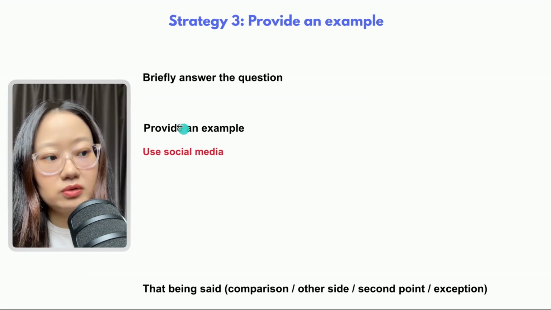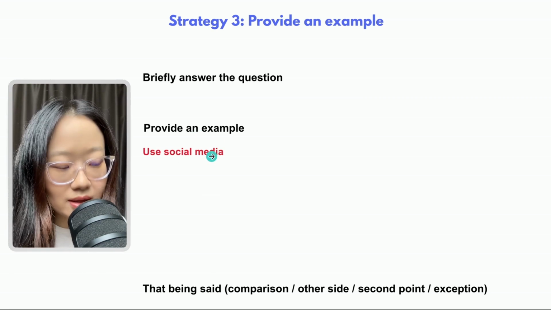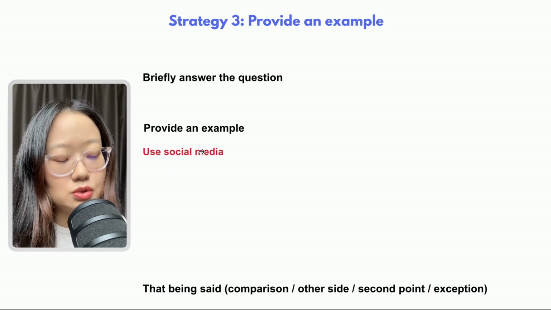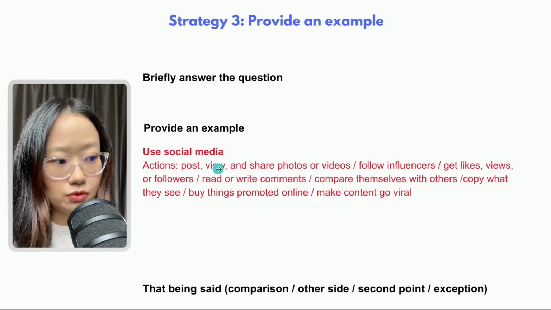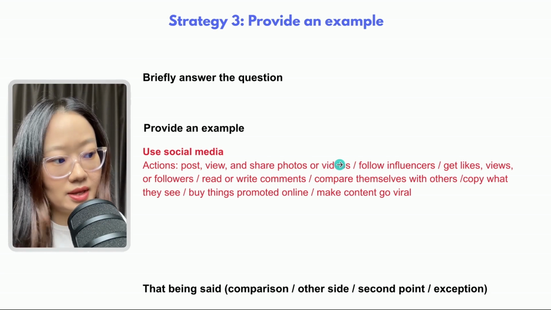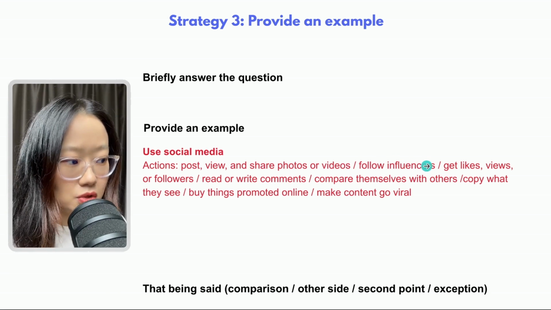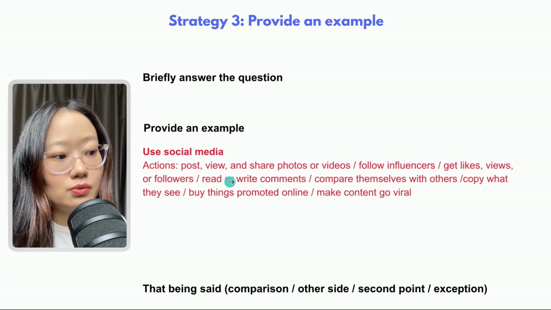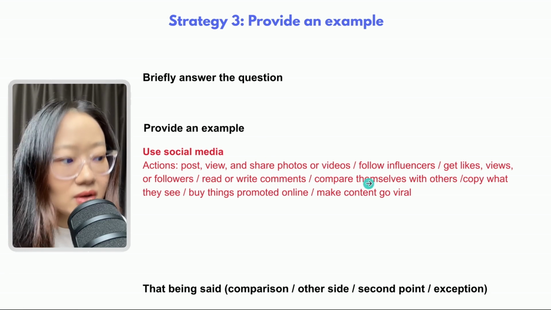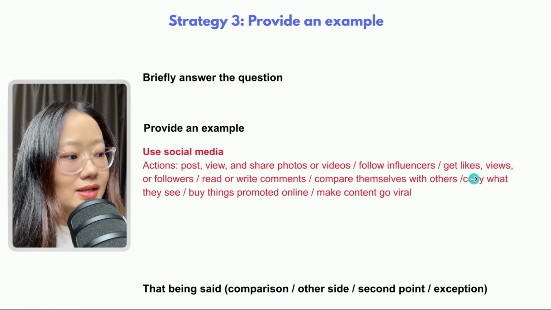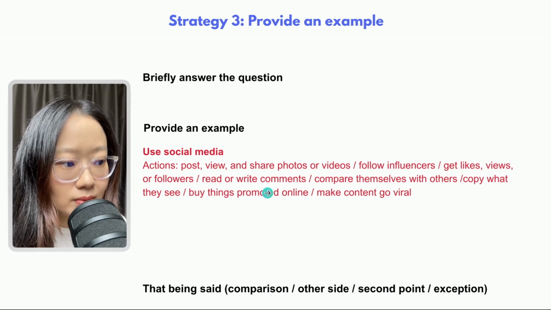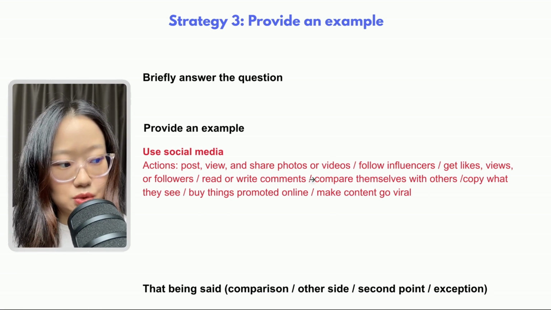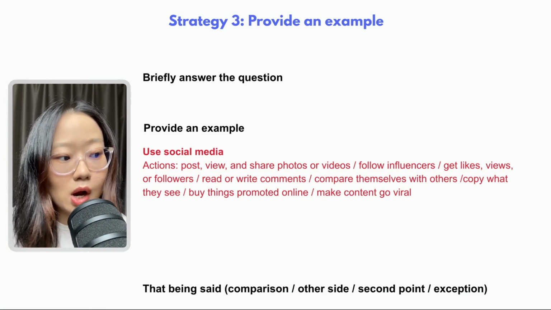The second way to build an example is to use social media. This works extremely well because social media gives us a lot of actions to describe. People can post, view, and share photos or videos on social media. They can follow influencers on social media. They can get likes, views, or followers on social media. They can read or write comments on social media. They can compare themselves with others on social media. They can copy what they see, buy things promoted online, and make content go viral. These actions are extremely easy to describe because we already do them in our daily lives.